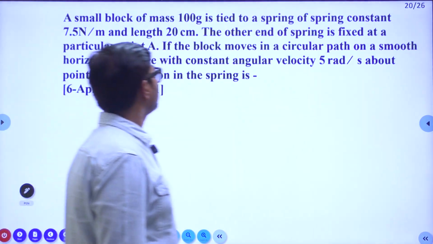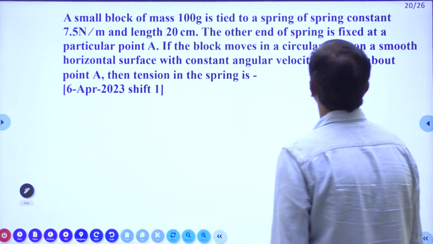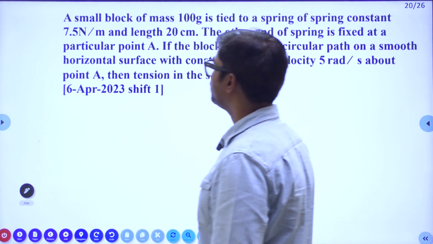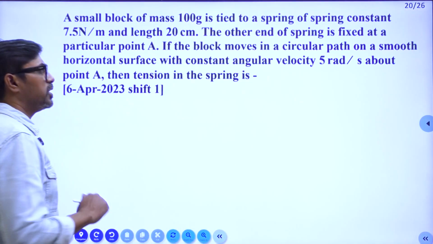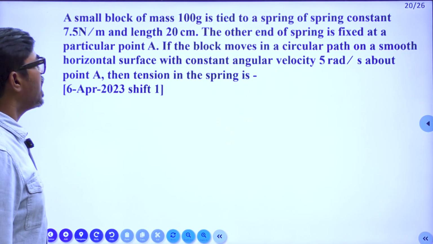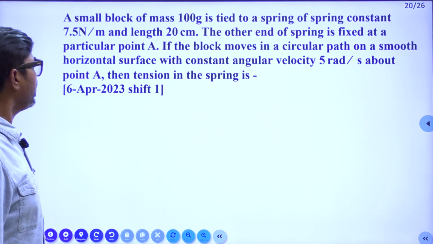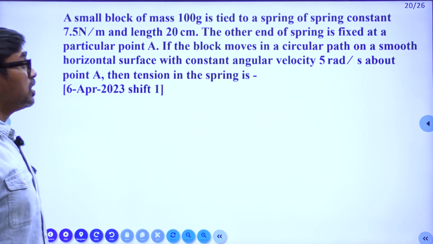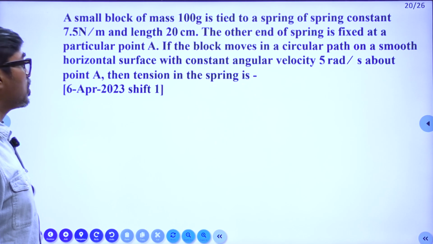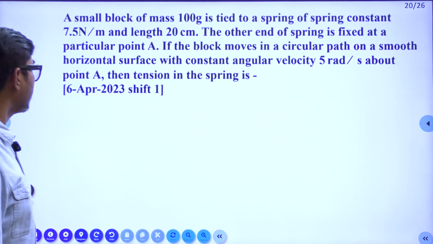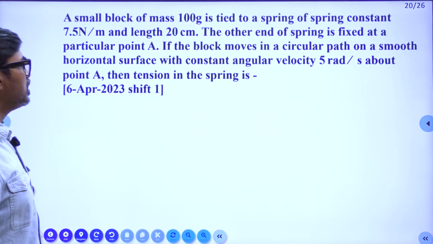A small block of mass 100 grams is tied to a spring of spring constant 7.5 Newton per meter and natural length 20 centimeters. The other end of the spring is fixed at a particular point A. If the block moves in a circular path on a smooth horizontal surface with a constant angular velocity of 5 radian per second about point A, then the tension in the spring is.